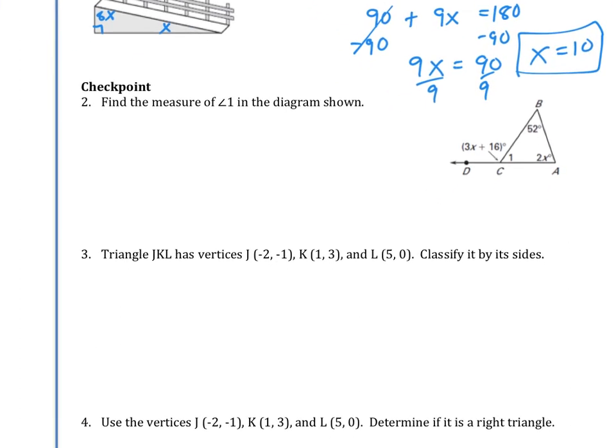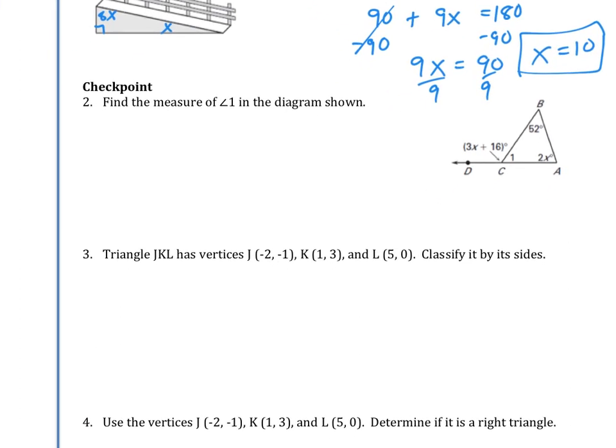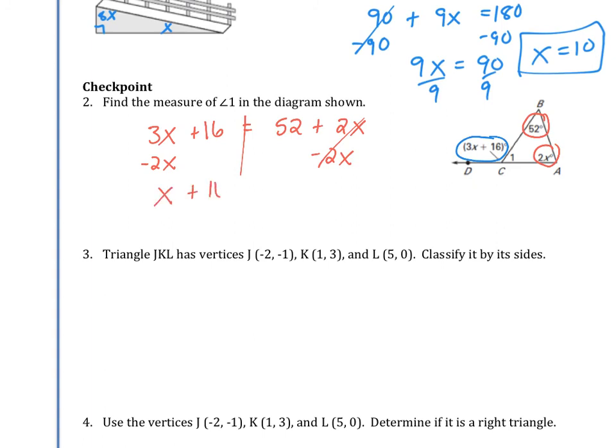Okay, checkpoint 2. Find the measure of angle 1 in the diagram below. They give us an exterior angle. Remember, the exterior angle is equal to the remote interior angles added together. So our equation is going to be 3x plus 16 is equal to 52 plus 2x. We're going to solve for x, minus 2x from both sides of the equal sign. And we get x plus 16 equals 52. Minus 16, and we get x equals 36.